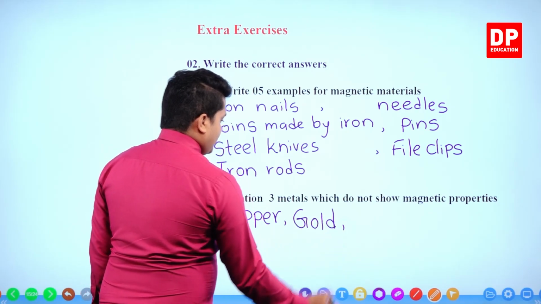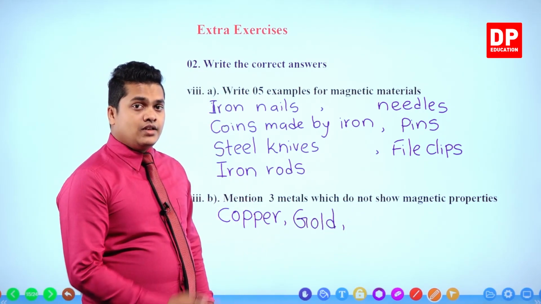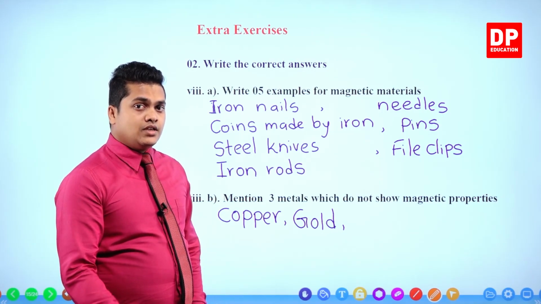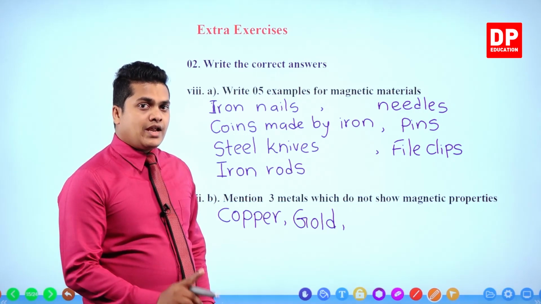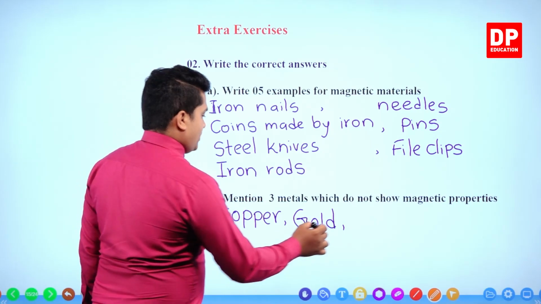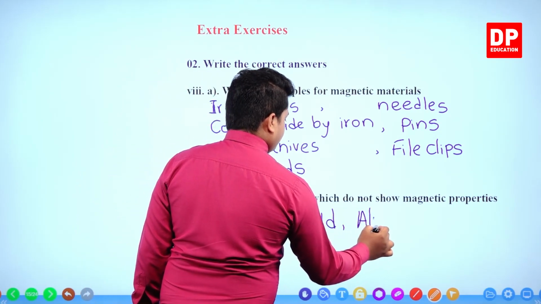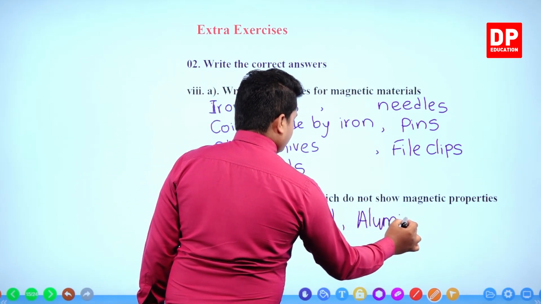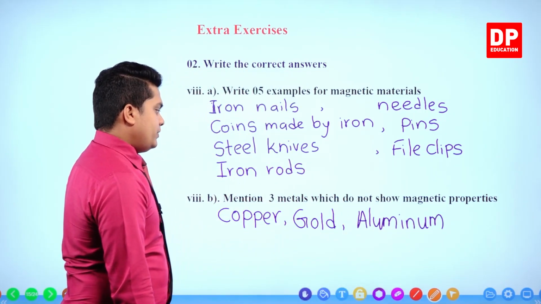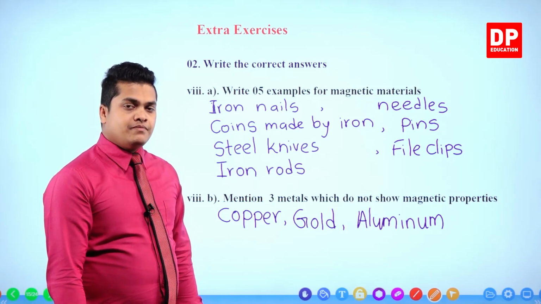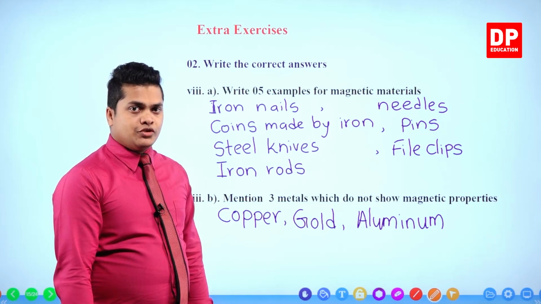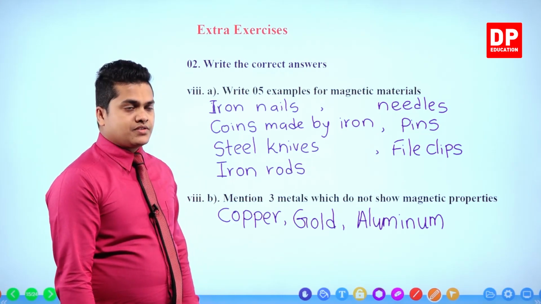And there was another material on the questions that we discussed earlier, aluminium. So I told you that aluminium is also not a magnetic material. So the next one is aluminium. So these are some materials, metals especially, which do not show magnetic properties, right?